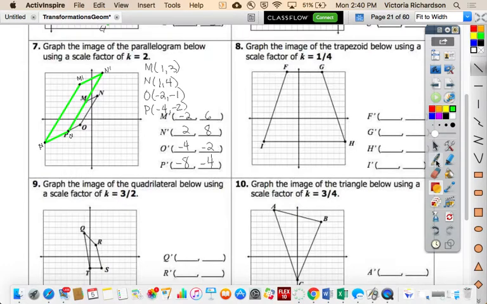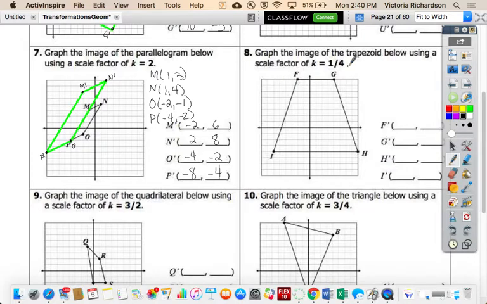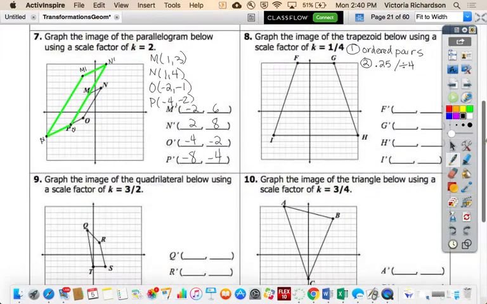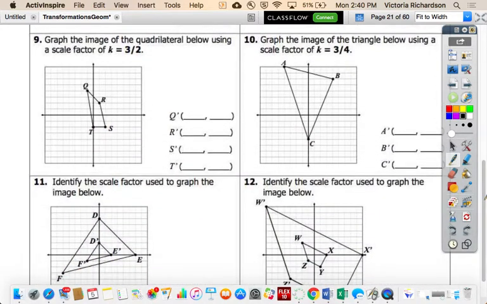On number 8 for your homework problem, you're going to have a scale factor of 1/4. Remember, first thing, find your ordered pairs, and second, multiply them by 0.25. Or if you feel better about dividing, you can divide everything by 4. Either way, you'll get the same answer. Number 9, our scale factor is 3 divided by 2, or 3/2, which is the same thing as 1.5.